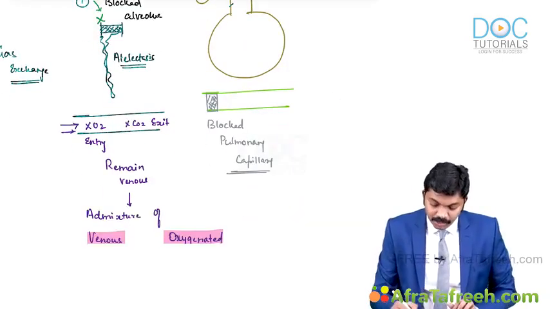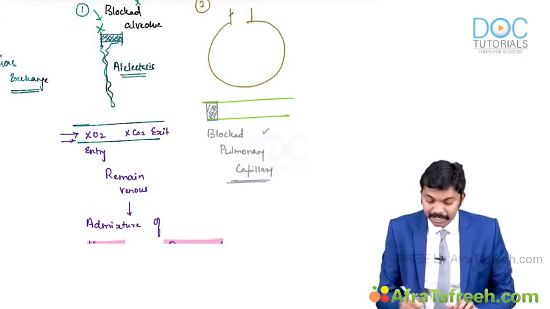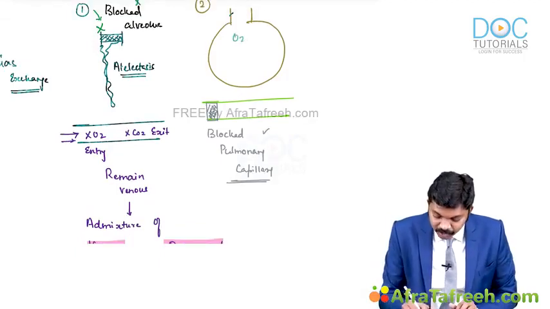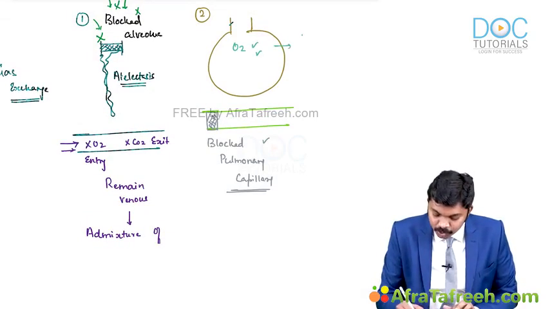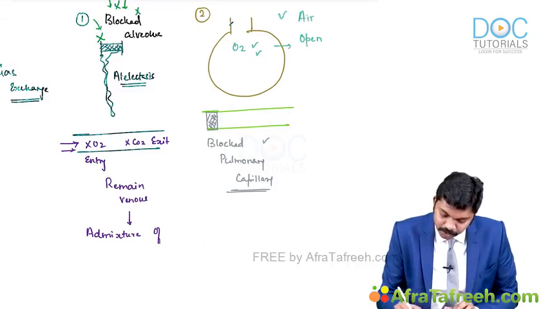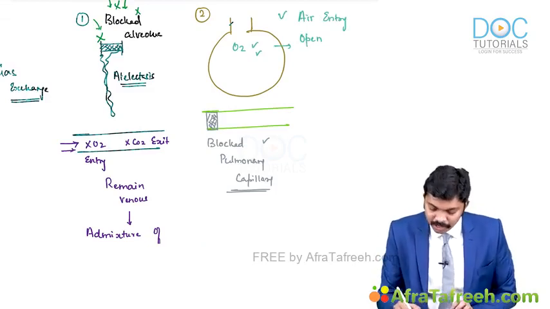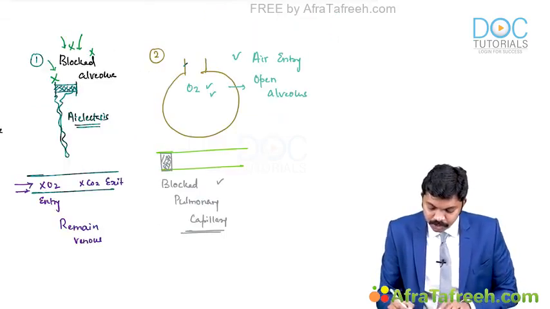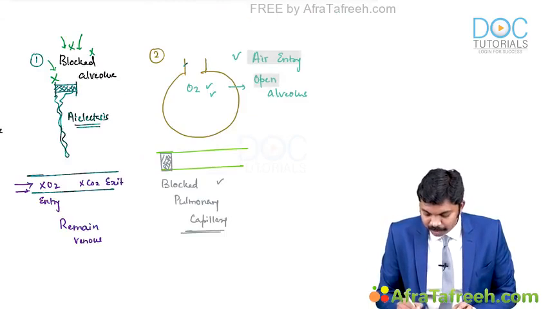On the other side, when there is a block in the pulmonary capillary, you do have entry of oxygen into the alveolus. And this alveolus is going to remain open because air is entering, isn't it? There is going to be a normal air entry. Because air entry is normal, the alveolus will remain open. Now, these 2 points are very important, my dear friends. Please be clear here. You do have a normal air entry, you do have an open alveolus.